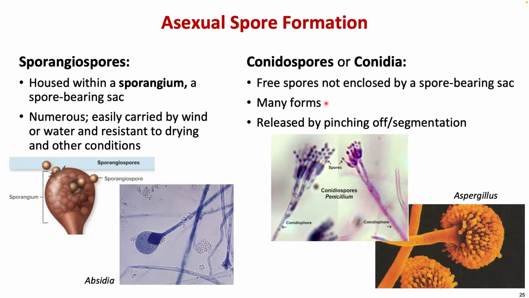So now let's talk more about asexual spore formation. There are two categories for this. We have sporogenesis, basically the formation of spores, and then we have conidia, which is the non-formation of spores. In sporogenesis, the spores are mostly housed within a sporangium, basically like a pocket, and within the pocket there are individual spores.